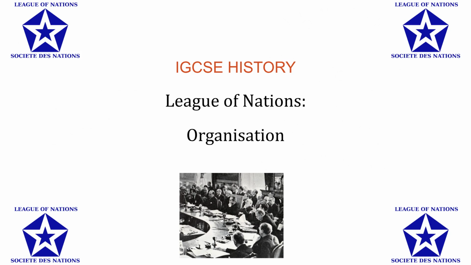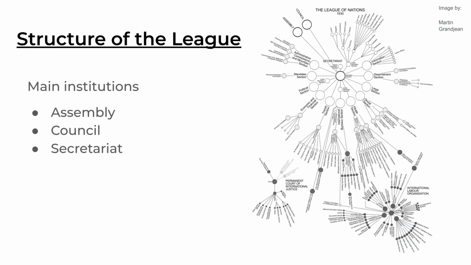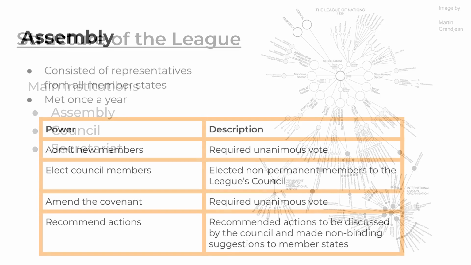League of Nations Organization. The full structure of the League of Nations is complex, as this diagram indicates, but it is not necessary to understand the entirety of its structure in order to see its strengths and weaknesses. The League of Nations had three main institutions: the Assembly, the Council, and the Secretariat.